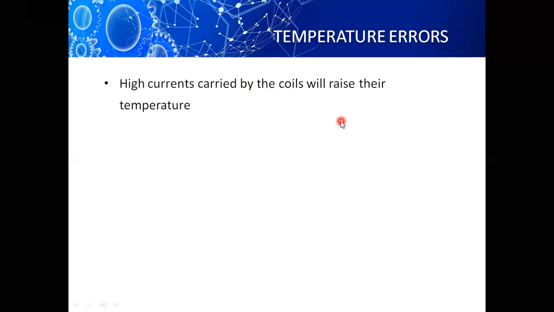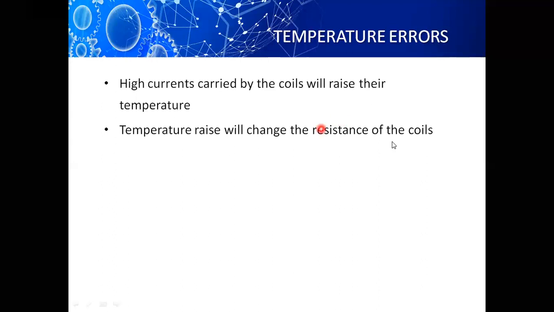Now, because of that increase in temperature, the copper material with which the coils are made will exhibit a different resistance now. And because of that difference, the magnetic field produced will be different, the torque produced will be different, hence the deflection is going to change. Hence, the impedance change will produce some error.